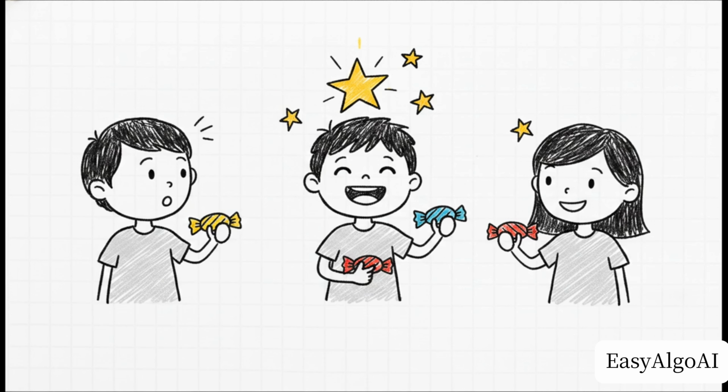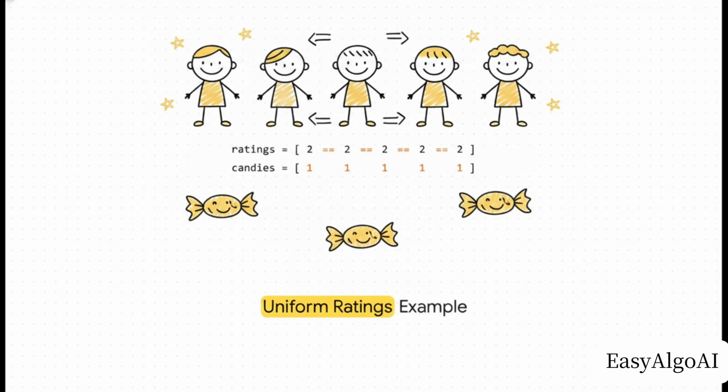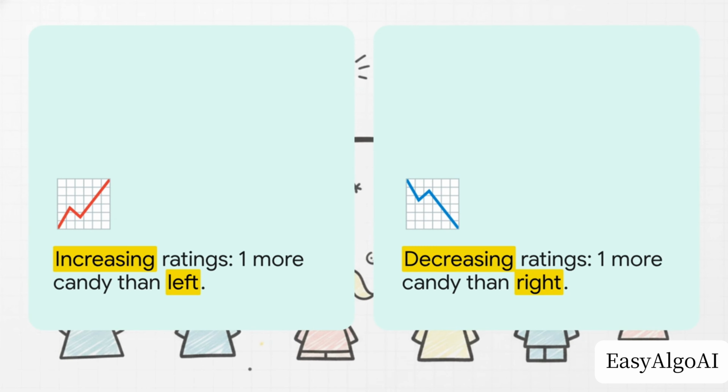So this brilliantly illustrates the simplest possible scenario, uniform ratings. When all the ratings are perfectly equal, say a whole row of 2s, nobody is jealous. Since no kid has a higher rating than their neighbor, we can easily satisfy both rules just by peacefully handing everyone exactly one candy. But what if the ratings aren't equal?